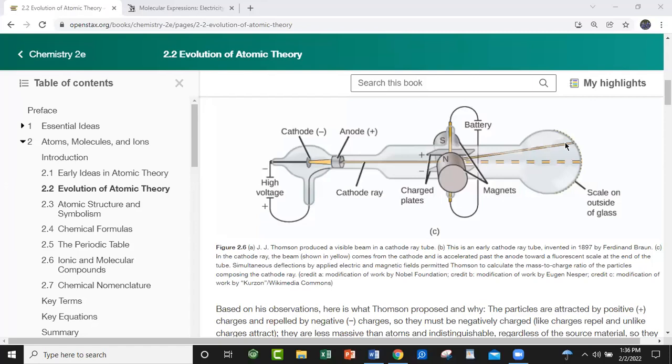So he found out that the charge on an electron was 1.6 times 10 to the minus 19 coulombs. And he also found out that the mass of an electron could be derived from previously known data. So previously, the mass to charge ratio for an electron was given. So it was 1 kilogram per 1.759 times.